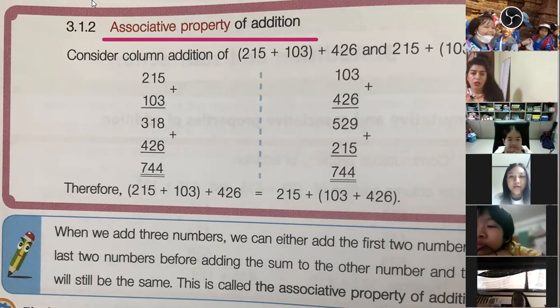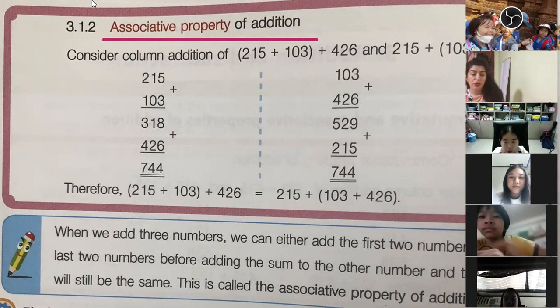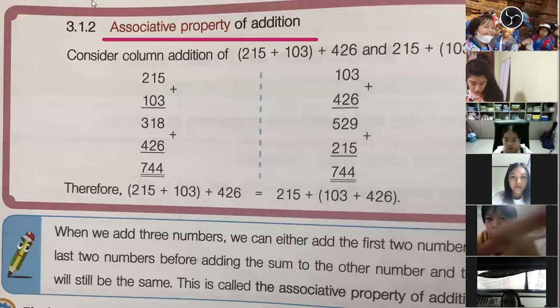Do you have my voice, all of you? Yes. Okay. So it's not a problem. Okay. So please answer me. You tell me an example. Please tell me an example. 14 plus 20 plus 8 equals 8 plus 20 plus 14. Very good. Thank you. So they are the same.